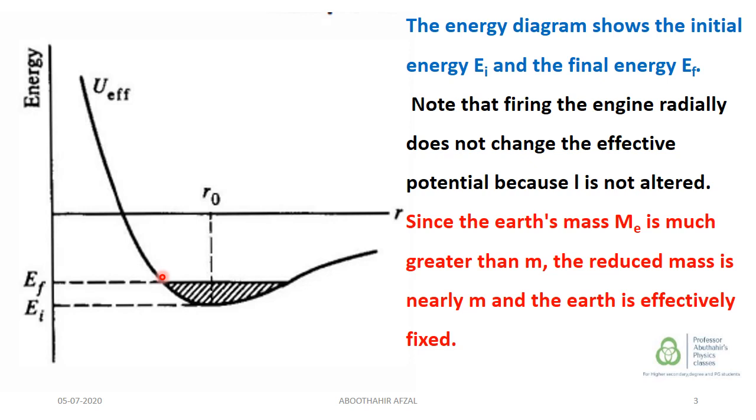Since the Earth's mass ME is much greater than m, that is the satellite mass, the reduced mass is nearly m and the Earth is effectively fixed.